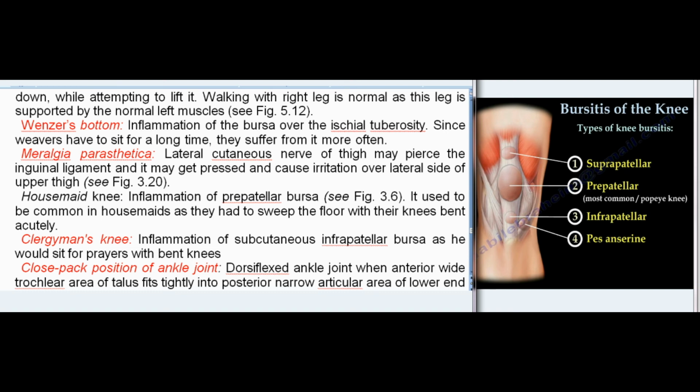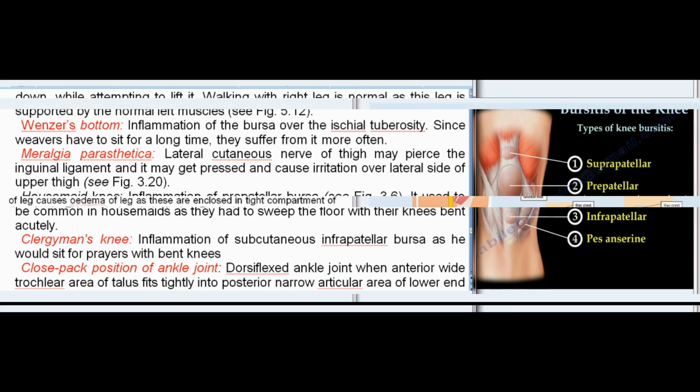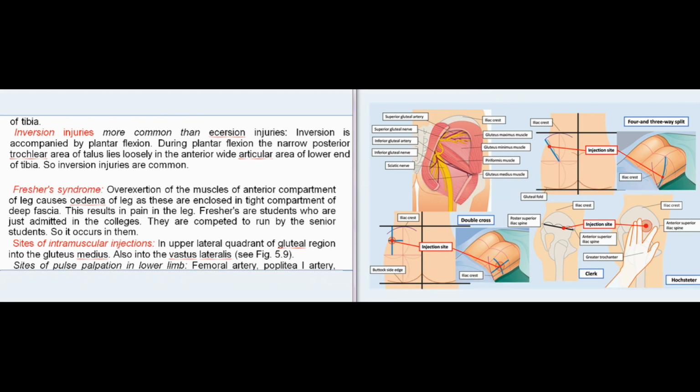Close pack position of ankle joint: dorsiflexed ankle joint, when anterior wide trochlear area of talus fits tightly into posterior narrow articular area of lower end of tibia. Inversion injuries are more common than eversion injuries. Inversion is accompanied by plantar flexion. During plantar flexion, the narrow posterior trochlear area of talus lies loosely in the anterior wide articular area of lower end of tibia. So inversion injuries are common.